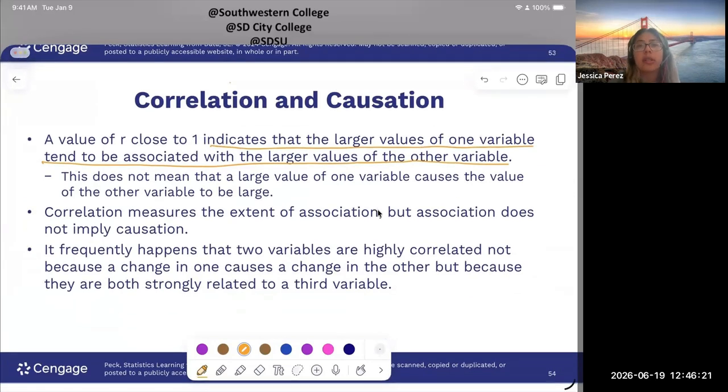It frequently happens that two variables are highly correlated, not because of a change in one, but because they're both related to a third variable.